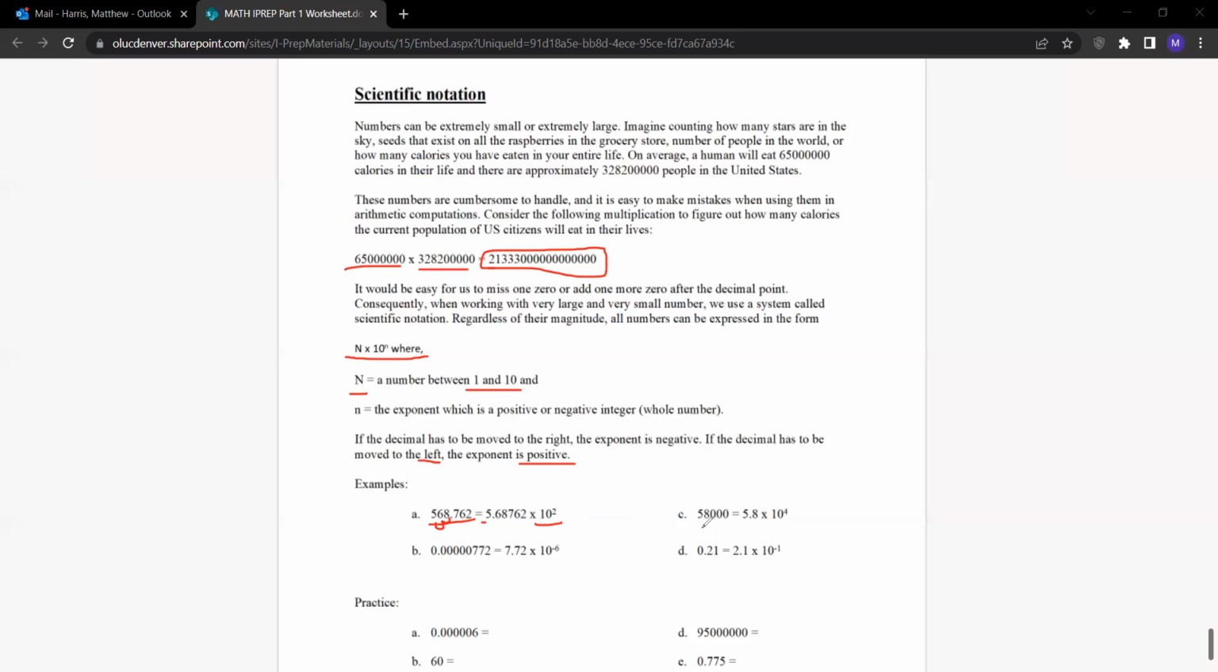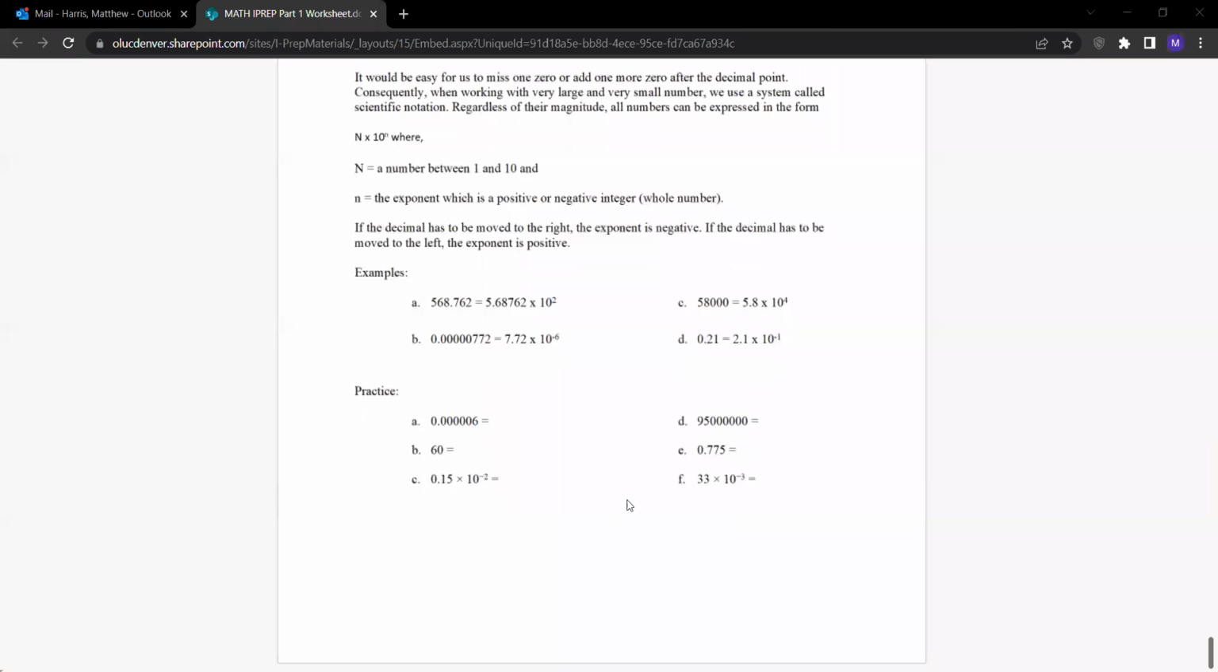Let's try a couple more examples. You have 58,000. If you move the decimal place 1, 2, 3, 4 places, you get 5.8 times 10 to the 4, because we moved it 4 places. And the rest are pretty similar, the other examples here. So let's go ahead and try some practice problems together, and then we'll be all done with practice problems for part 1 of IPREP.